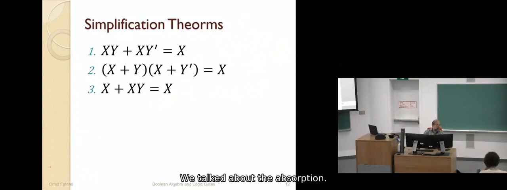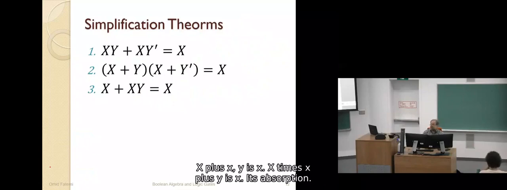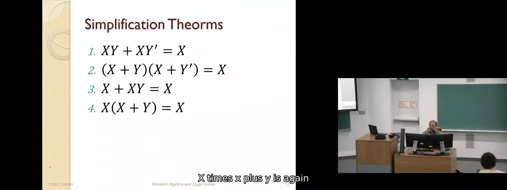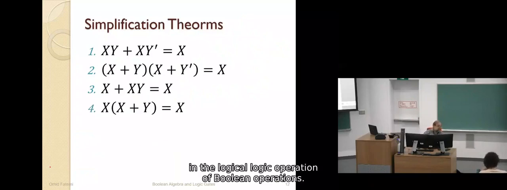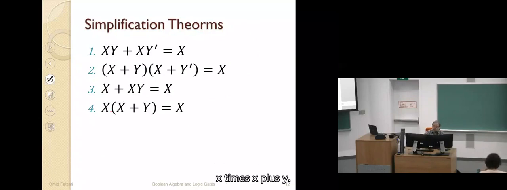We talked about the absorption. x plus xy is x. x times x plus y is x. It is absorption. Again, in logic or Boolean operations, if you don't put a dot, you can remove it. So it means that there is a dot here, there is an AND here. x times x plus y means x dot.